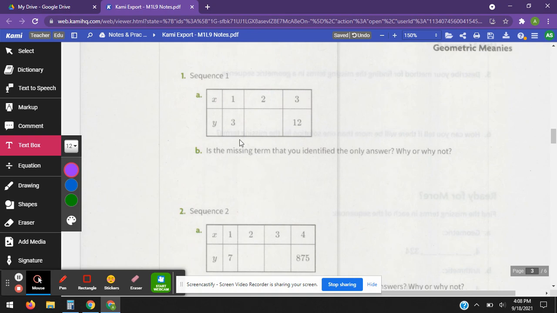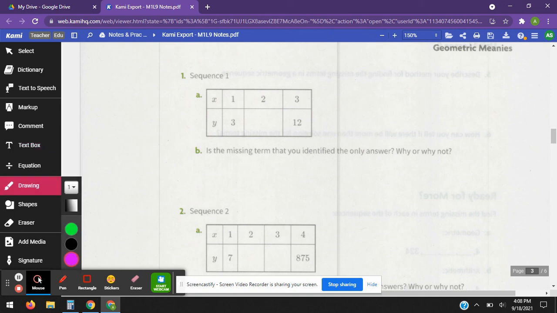So for our first sequence, 3 times what equals 12? Let's see. I'm going to go to drawing. And just like our other one, we notice we have 2 little bumps here. Well, 3 times 4 is 12. So if I do 3 times 2, that's 6. 6 times 2 is 12. So there we go, 6 is my missing answer. Is it the only answer?